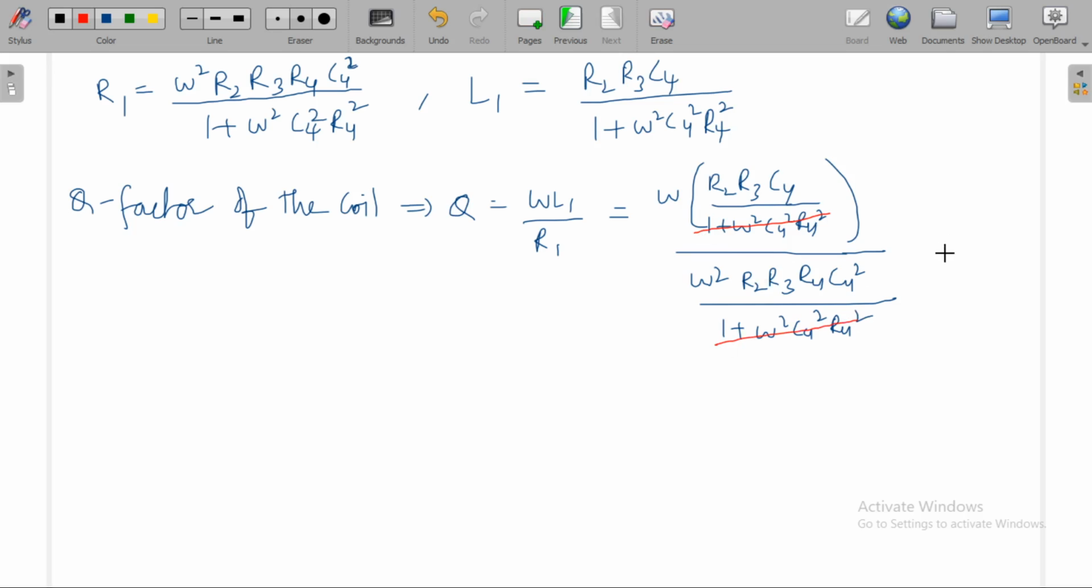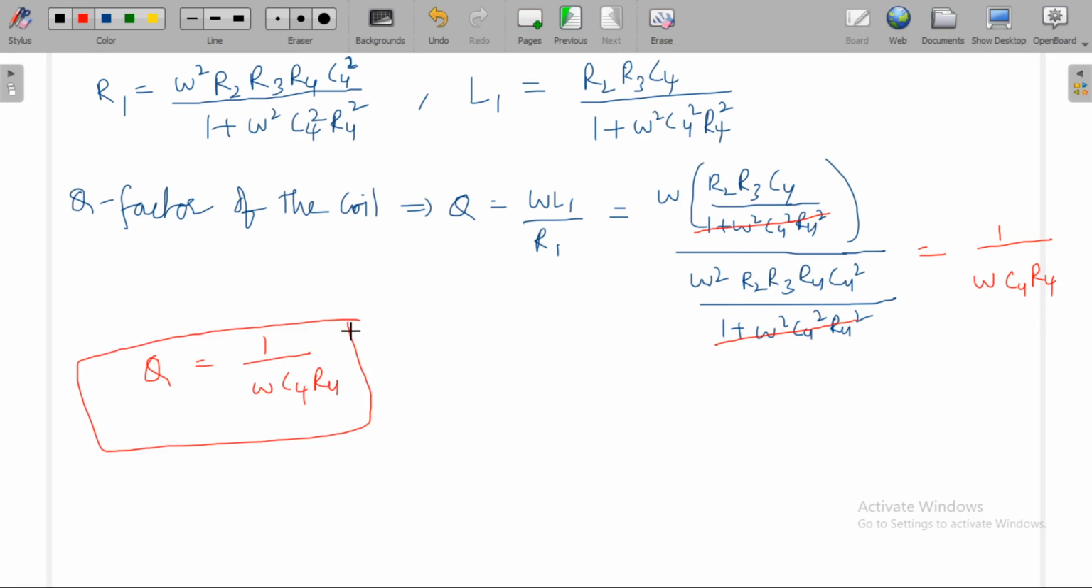Then we are going to get omega, R2 will get cancelled, R3 C4 and here C4. Then you are going to get 1 by omega C4 R4. So finally Q is equal to 1 by omega C4 R4. This is the expression for Q factor in case of phase bridge.